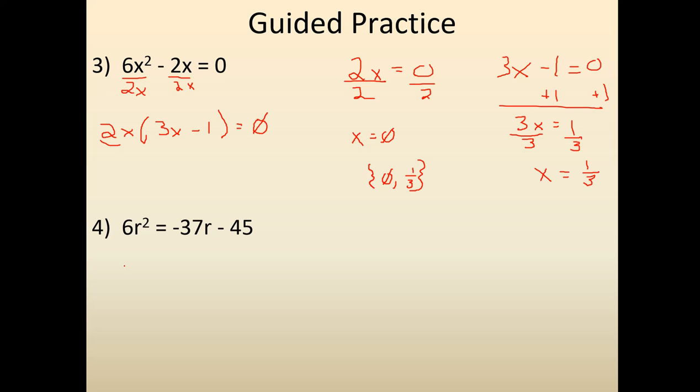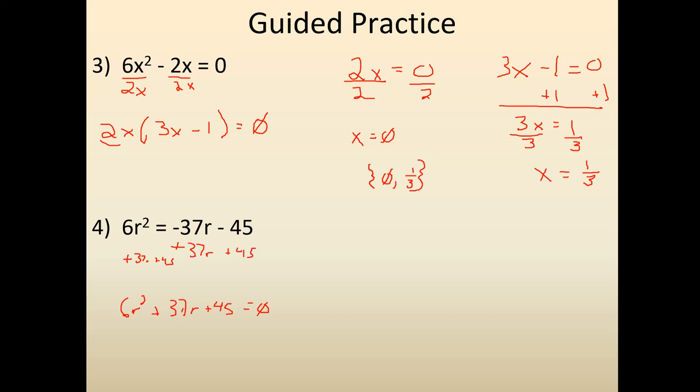All right. So for this next one, what you would do is add the 37r and the 45 over to the other side. Plus 45. And then what I'm going to get is 6r squared plus 37r plus 45 equals 0.